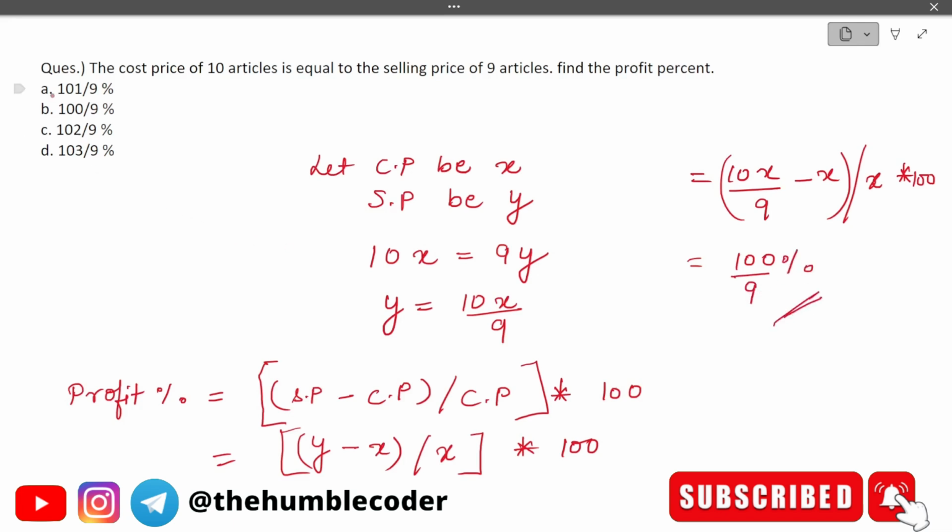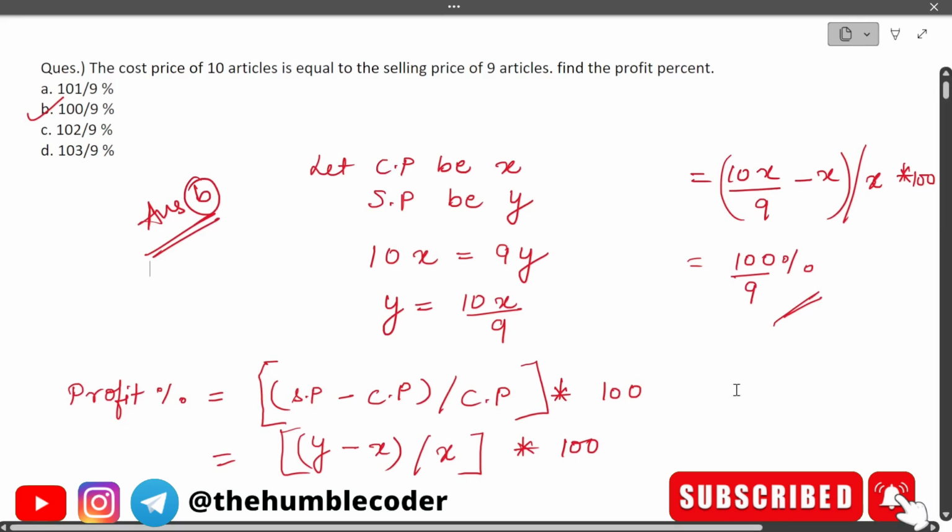So let's see if we have that option. Option number B is correct here. So the answer for this question is option number B, which is 100 by 9. This question was based on cost price and selling price. Okay, so let's now move on to the next question.